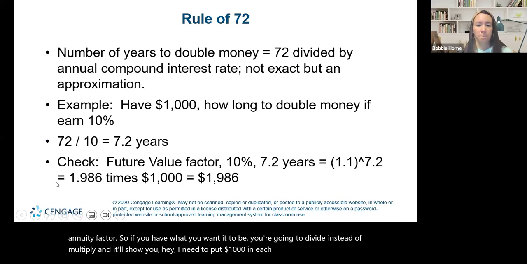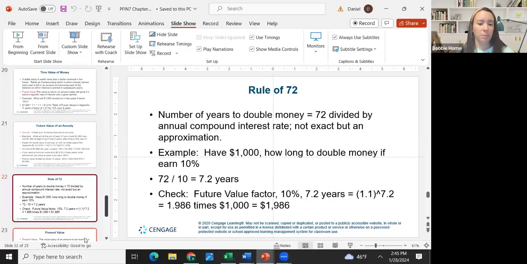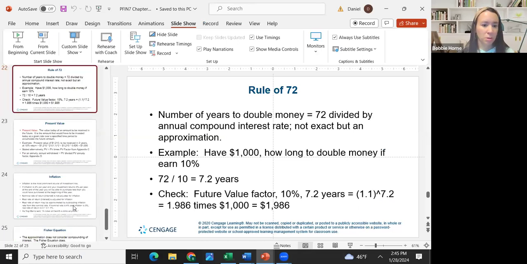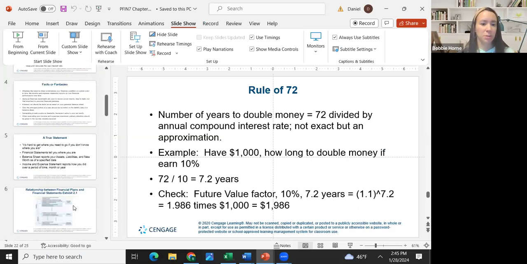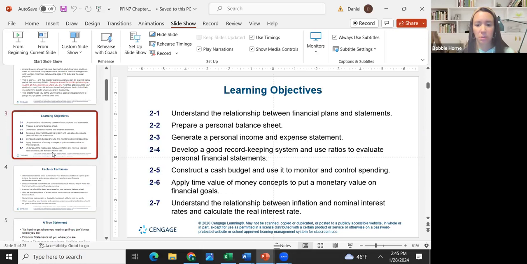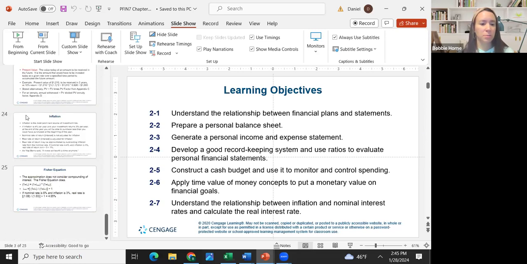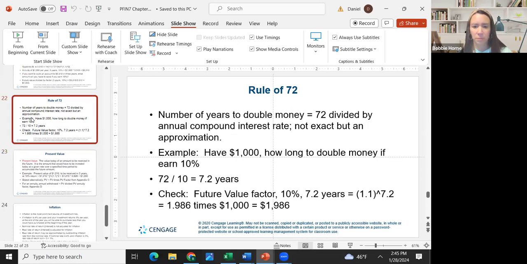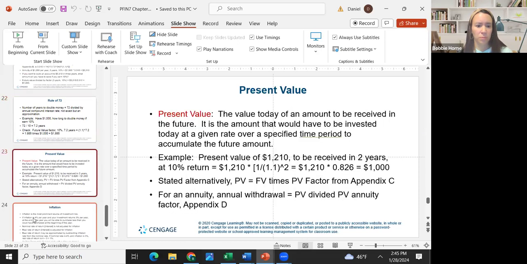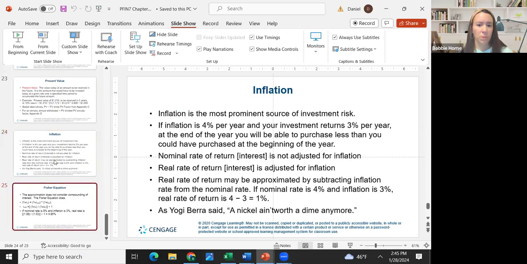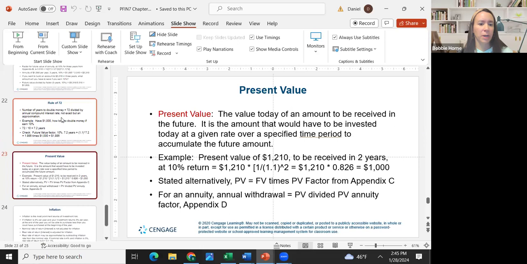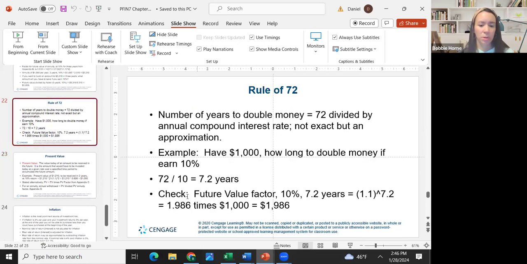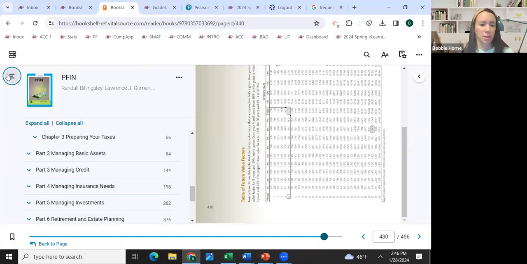Okay, the rule of 72. Let me make sure that goes with this objective. I think it does, but let me just look at it real quick. Rule of 72. I think I will wait and do that in the next video. Let's look at your book quick and see where that is.